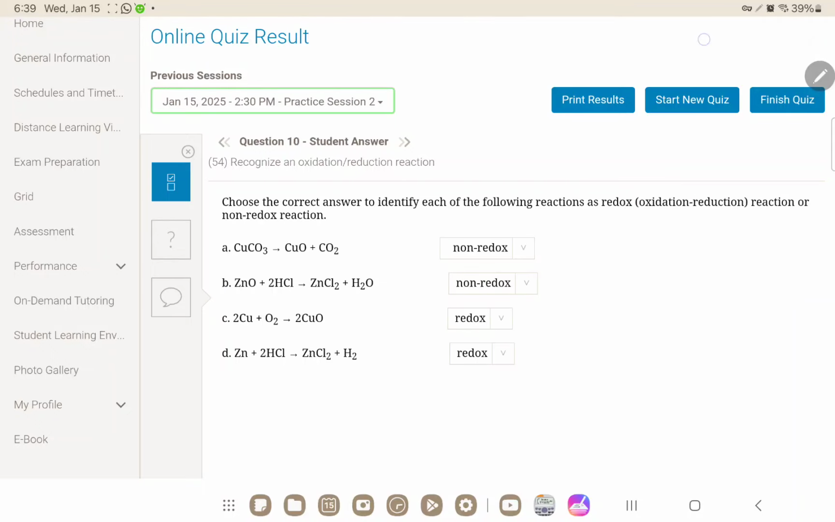Here, redox, non-redox. Here we have the numbers of oxygen. You had 3 here, you had 3 here. Since there was no change in the number of oxygen, this is not redox. Redox means change. 1 O here, 1 O here, not redox.